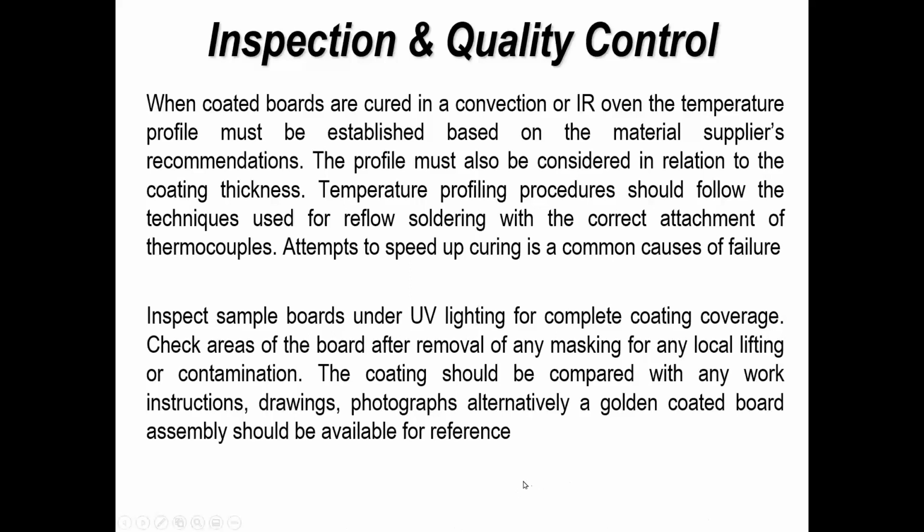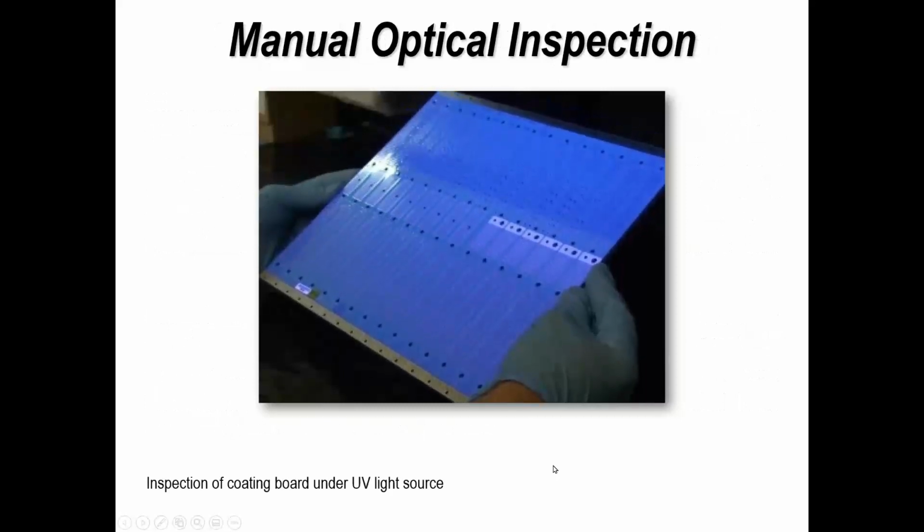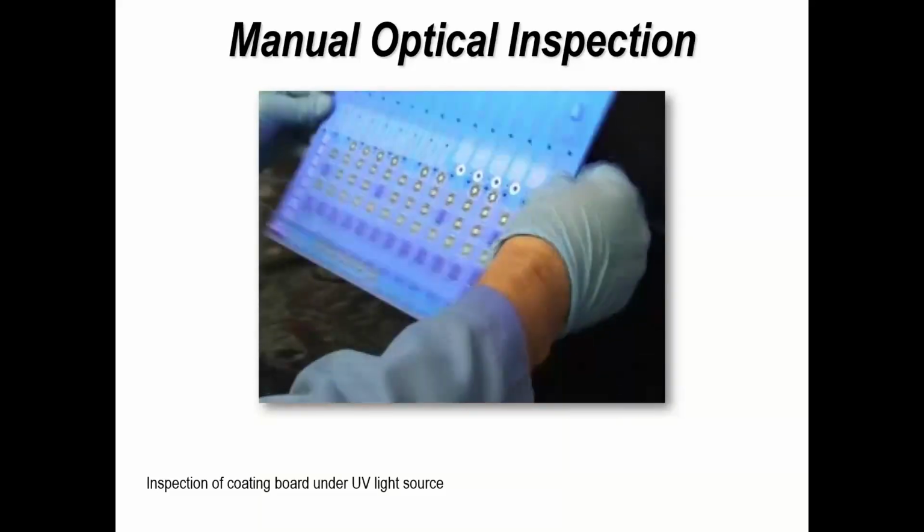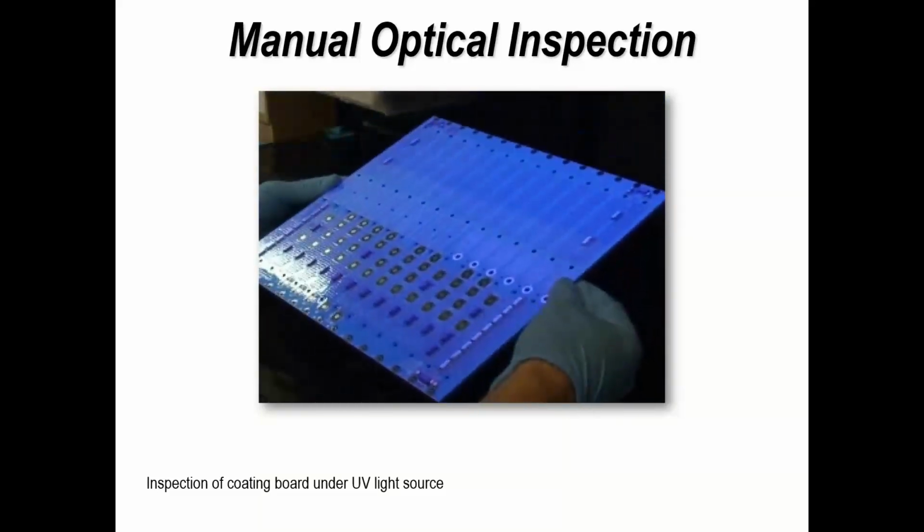And finally, one of the things I think is important, always to have some form of golden board, a reference sample, so you can compare what you're producing today with what you produced yesterday. That's a very useful exercise. So here's an operator just doing manual inspection of conformal coating. It's quite a large assembly.